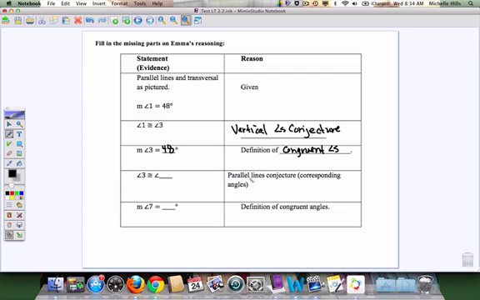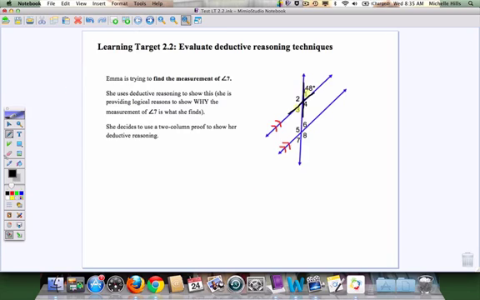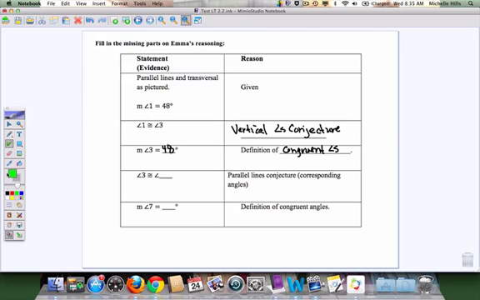Then I go back, and the reason for this one says the parallel lines conjecture corresponding angles, and it's talking about angle 3. Well, corresponding angles, angle 3 is to the left of the transversal and below one of the lines. Angle 7 is to the left of the transversal and below the other line. Those are corresponding angles. So if I'm using the corresponding angles conjecture with angle 3, I have to be talking about angle 7.